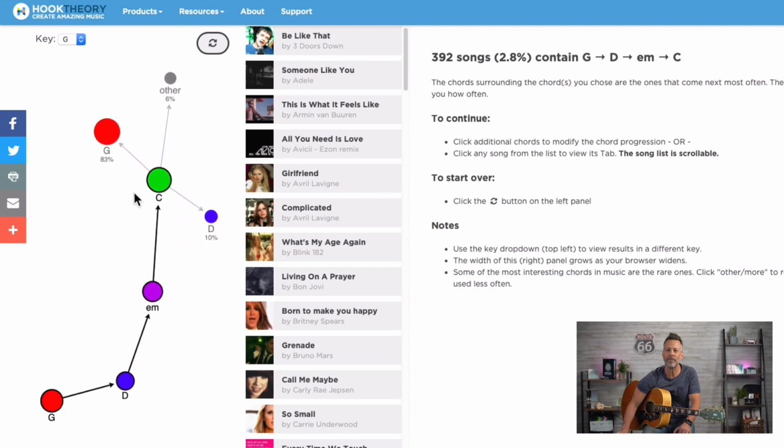Now we could keep going with this if we wanted, but this is just showing you percentage-wise what's going to happen. So a G, a D, an E minor, and a C. A million songs. What's My Age Again? You can see it right there. Complicated Girlfriend. All these songs written in that basic style, okay? And now where would it go next? Most likely back to the G. And that's why a lot of times we have these 4 chords together in a basic chord progression. It's not to say you're stuck in that, but that's just what happens oftentimes.